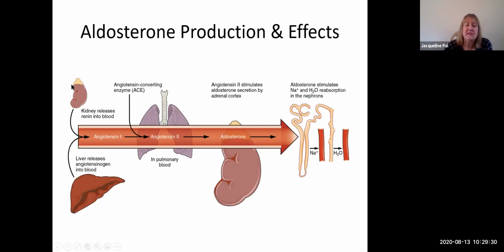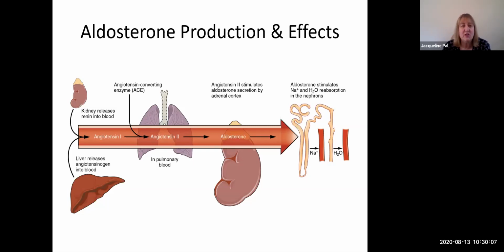The kidney releases renin into the bloodstream from the juxtaglomerular apparatus. And the liver releases a compound known as angiotensinogen. And renin acts on angiotensinogen to form a compound known as angiotensin 1, which is traveling in the blood. And don't forget then that the lungs secrete angiotensin converting enzyme. So now angiotensin 1 is acted upon and becomes angiotensin 2.